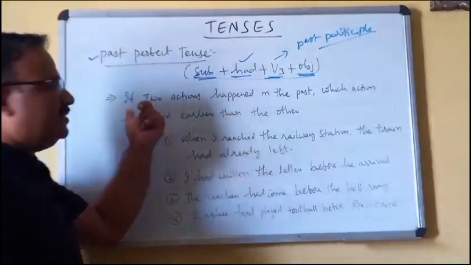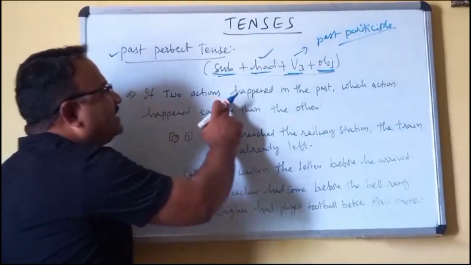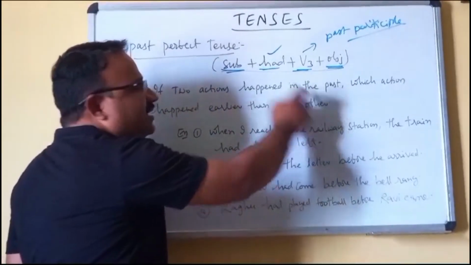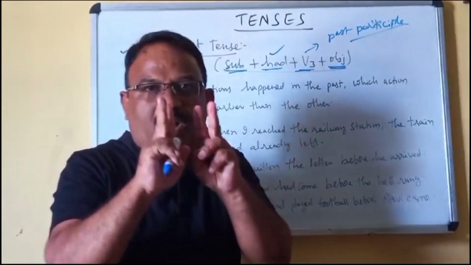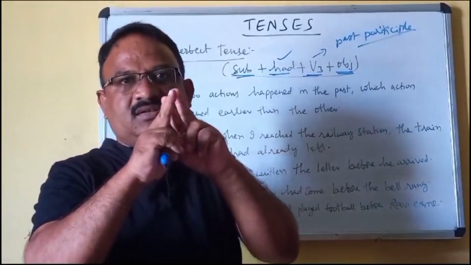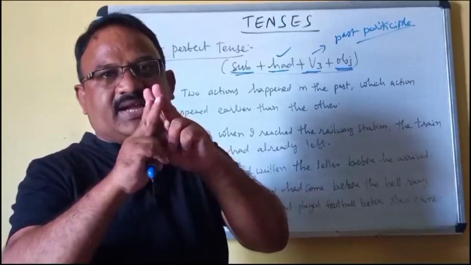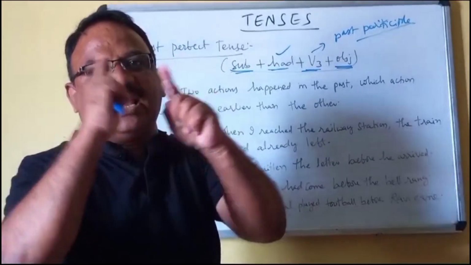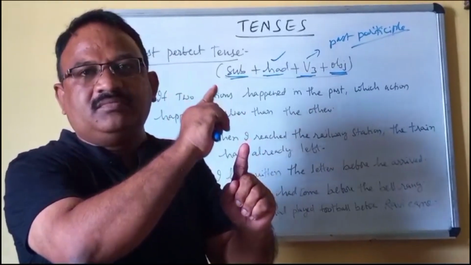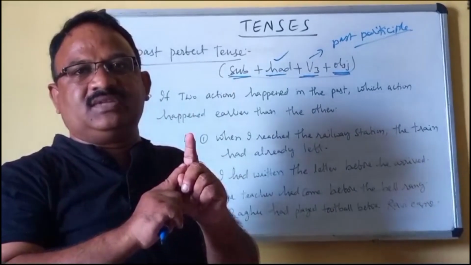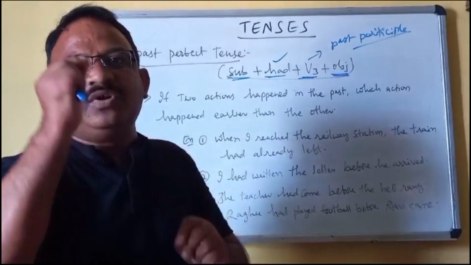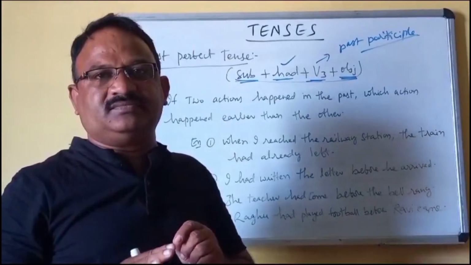See the condition. If two actions happened in the past, which action happened earlier than the other? There are two past actions. In the two past actions, which one is earlier? That means for the first action you have to use past perfect tense. For the other past action you have to use simple past tense.